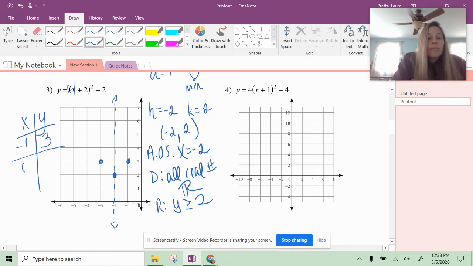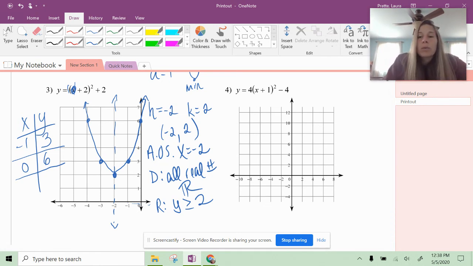So now let's say I tried putting in the 0. If I put in a 0 here, 0 plus 2 is 2. 2 squared is 4. 4 times 1 is 4. 4 plus 2 is 6. So 0, 6. And then, of course, the other side would be negative 4, 6. And that's how you would do that parabola.